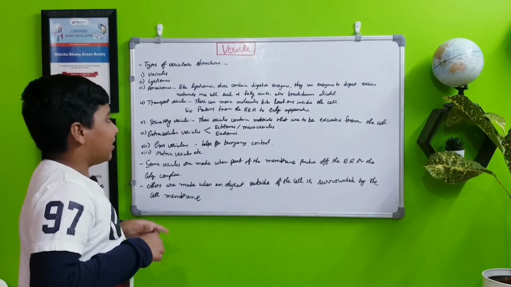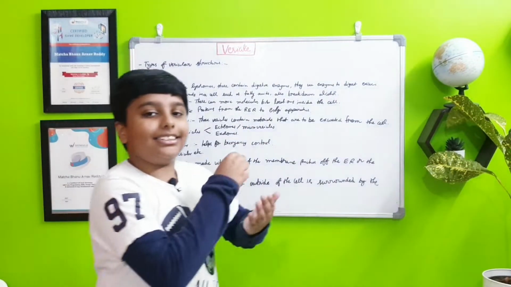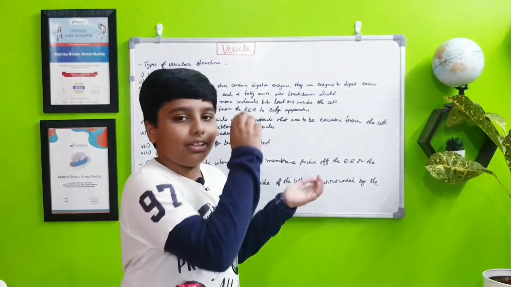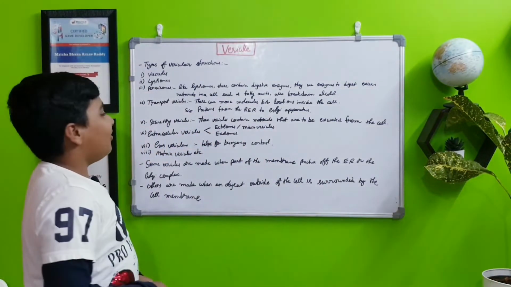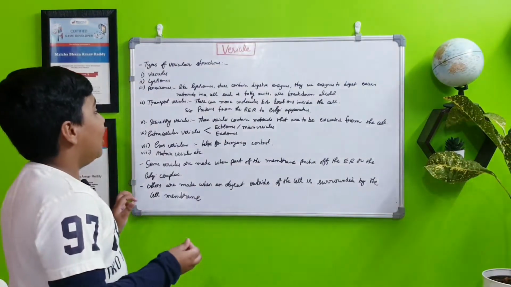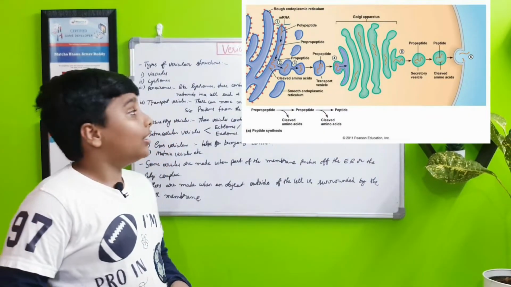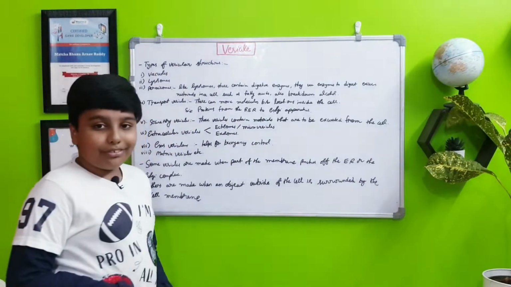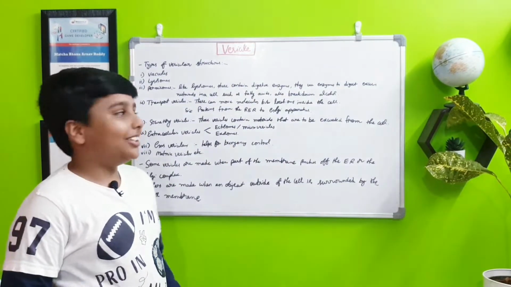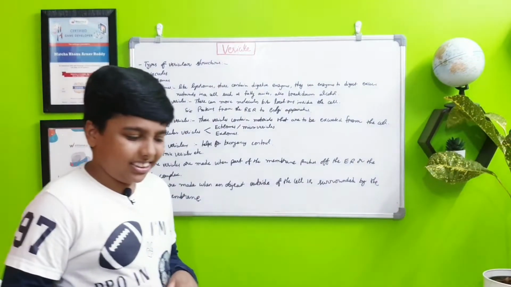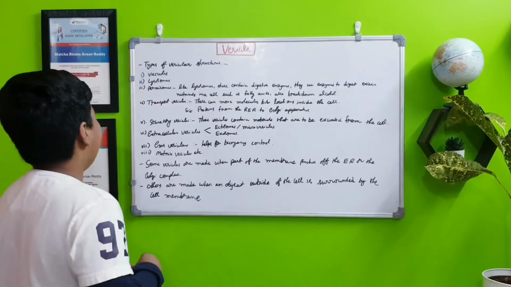Next, transport vesicles. These can move molecules between locations inside a cell, only inside a cell. They don't throw the proteins outside of the cell. One example is proteins from the rough endoplasmic reticulum to the Golgi apparatus, which are transported by these transport vesicles. Transport vesicles are like vehicles; the names vesicle and vehicle are similar.